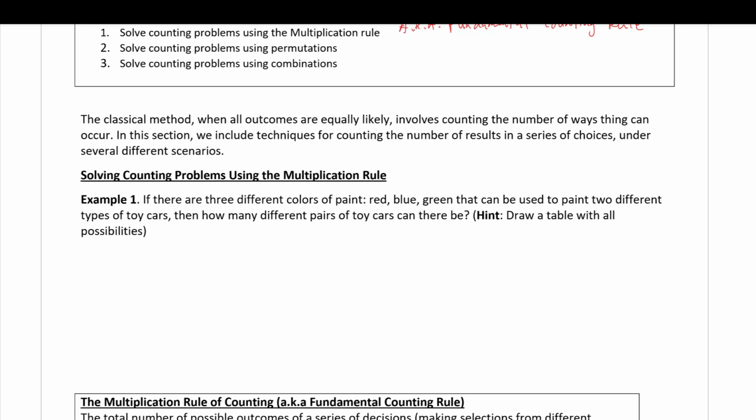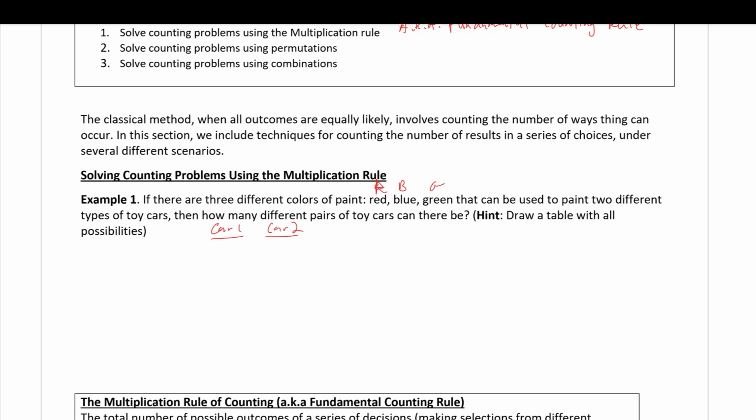All right, so let's read this. It says, example 1. If there are 3 different color paint, red, blue, green, that can be used to paint 2 different types of toy cars, then how many different pairs of toy cars can there be? Hint, draw a table with all the possibilities. Okay, so we have car 1, car 2. So let's just assume that we can actually make the distinction. Maybe one's a car, one's a truck. And we're going to paint them either red, blue, or green.